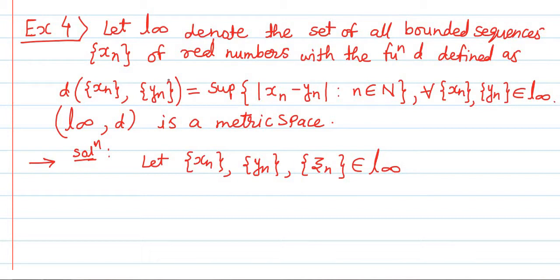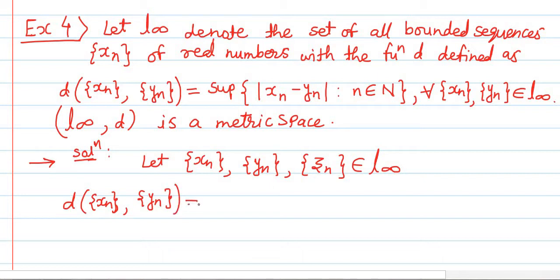Now we will move to the fourth one, that is the triangle inequality. For proving the triangle inequality, we have considered three members from the set L infinity, and those three members are sequence xn, sequence yn and sequence zn. So we will begin with the left hand side. So we have the distance between sequence xn and sequence yn.